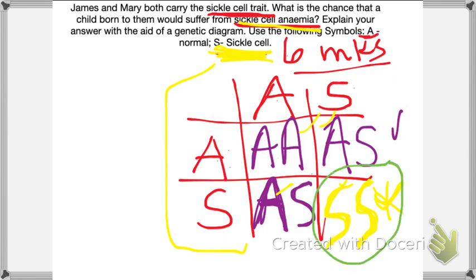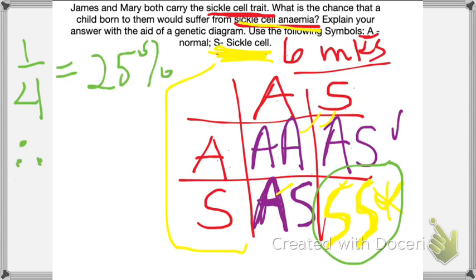So there are 4 possibilities, and there is 1 out of 4. That equates to 25%. So therefore, you can surmise that a probability, or a chance of 25%, exists that the child will suffer from sickle cell anemia. Right? Let's go there quickly again. Both parents were carrying the trait. So it's capital A, normal allele, and the sickle cell trait, which is that S.